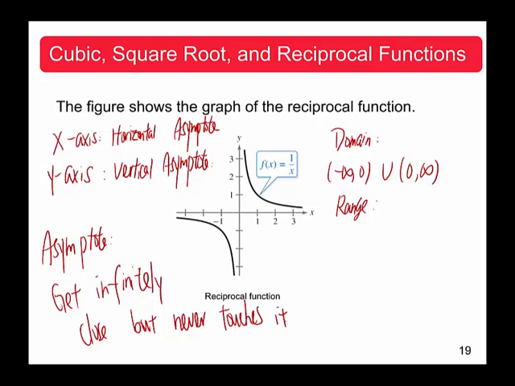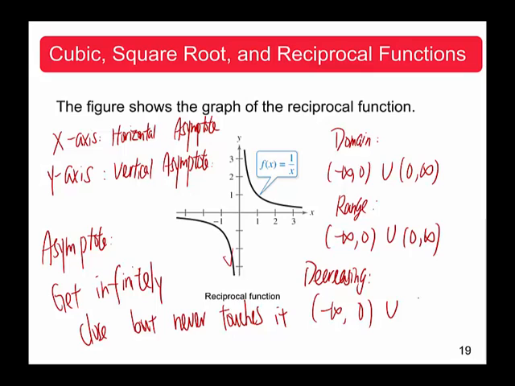The range is all real numbers except 0, so it's from negative infinity to 0, union 0 to infinity. As you can see, it's decreasing. It's decreasing on the entire domain, basically from negative infinity to 0, and from 0 to infinity, it's also decreasing.